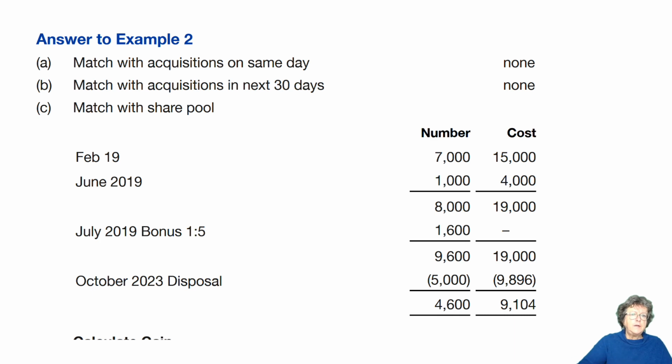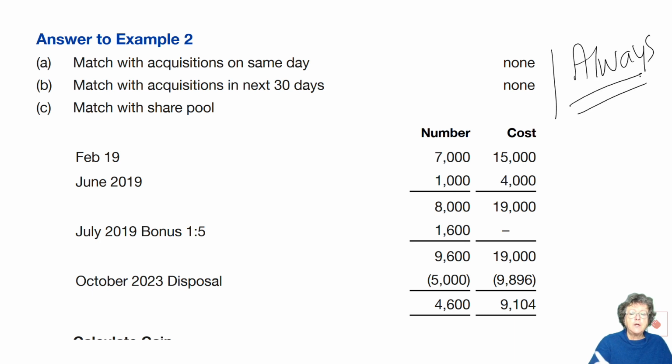So here's the answer to that. We've done the matching rules. Always show the matching rules, even if they are not applicable, because they're not applicable here, because everything's coming out of the pool. But you must show those, because those are the rules, and it shows that you have applied those rules even though they are not applicable. So it is important. Then we construct a pool.